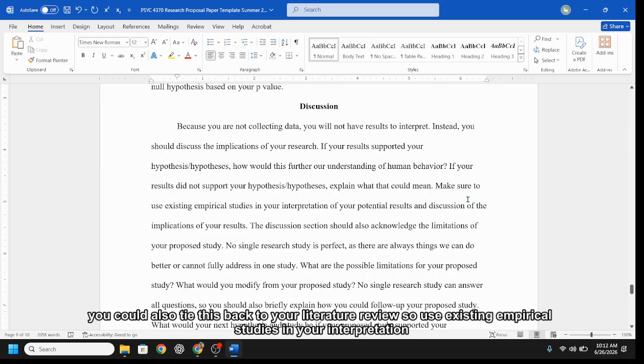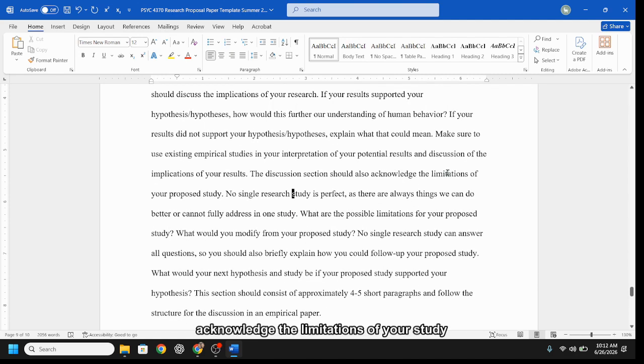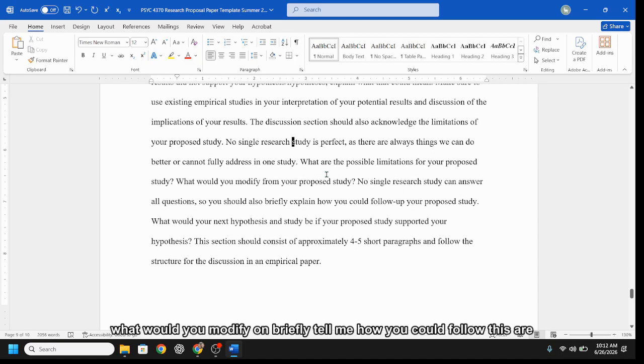You can also tie this back to your literature review. So use existing empirical studies in your interpretation, and acknowledge the limitations of your study. Tell me what you could do better in the future. What are the limitations? What would you modify?